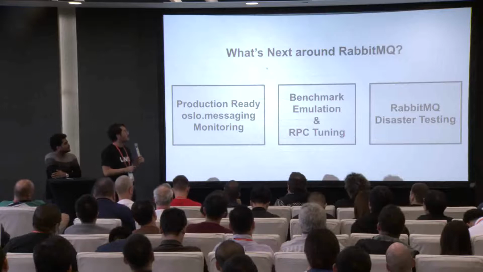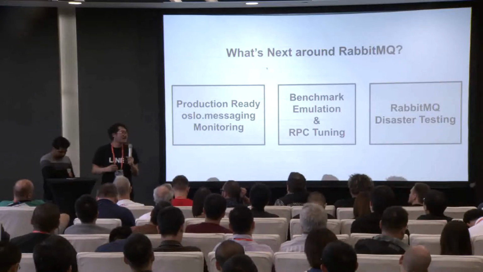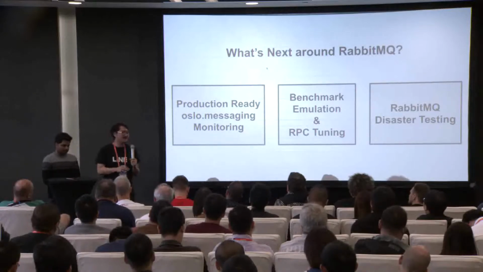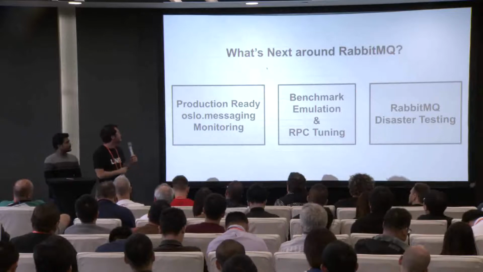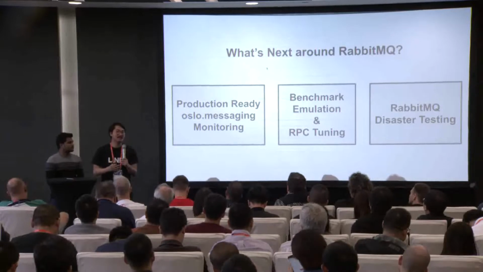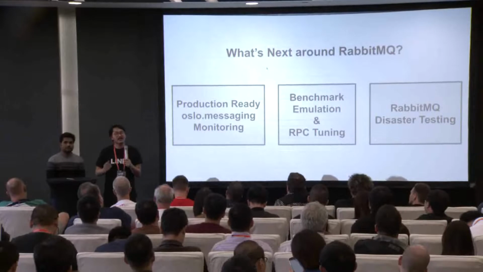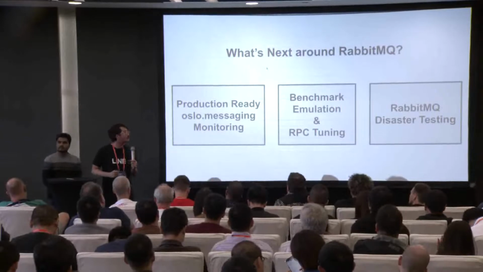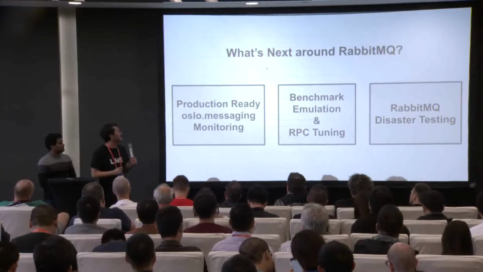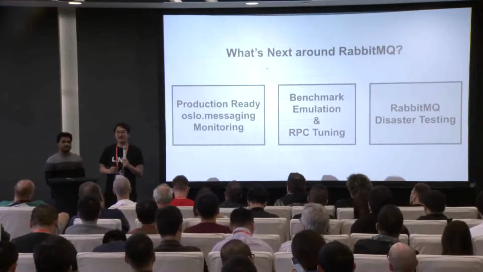And the last topic is RabbitMQ disaster testing. This is similar to the benchmark emulation, but we are also thinking to perform RabbitMQ disaster testing after we introduce messaging library behavior monitoring, to understand if a RabbitMQ node goes down, how exactly the RPC implementation gets affected. In the next summit, I hope we can update this topic. And this is all we've prepared today, so thank you so much.